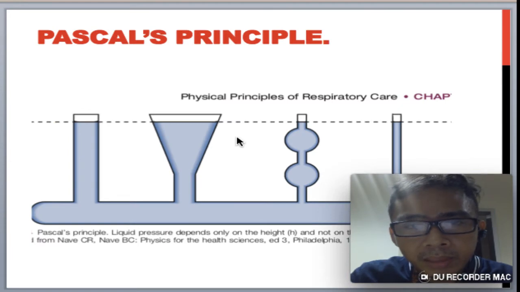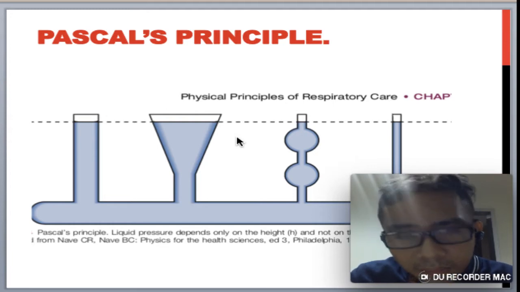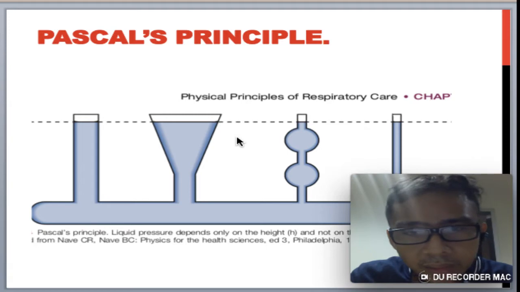So this is Pascal's principle. So they adapt to a certain shape. So, physical principles of respiratory care. This can be seen in your Egan's. So this is Pascal's principle.